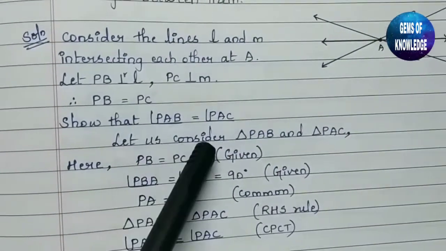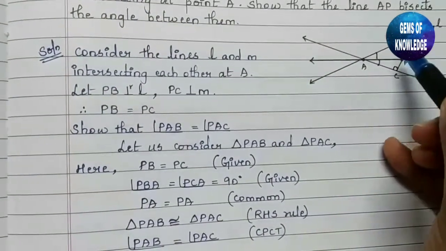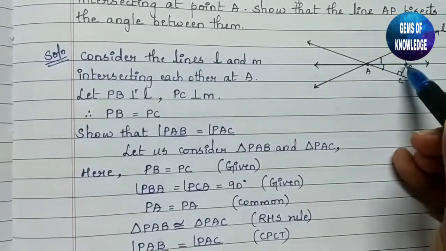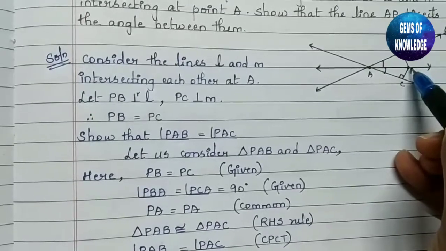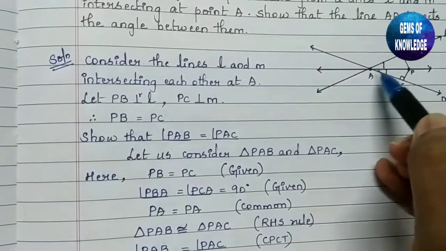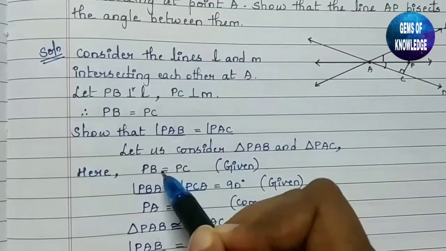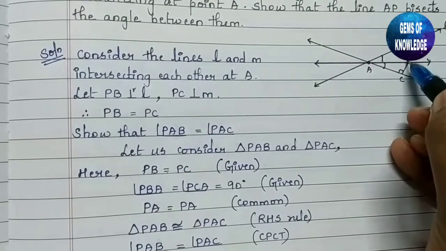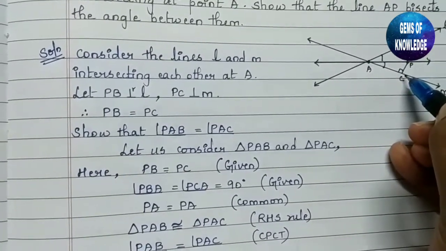So here let us consider both the triangles, that is PAC and PAB. You can see here small triangles have been formed. So we have to consider this triangle PAB and this triangle PAC. One thing already they have given us, that is PB is equal to PC. They have already given that this line PB is equal to this PC.